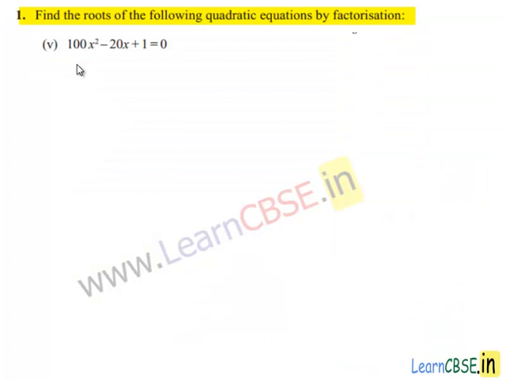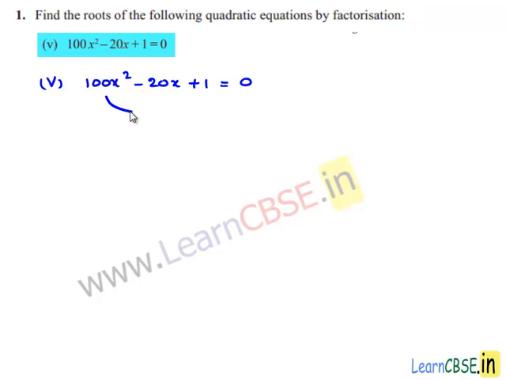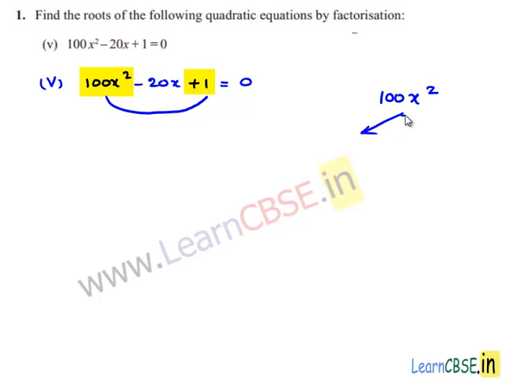Moving on to the fifth bit, the given quadratic equation is 100x square minus 20x plus 1 is equal to 0. The product of the first term and the last term is 100x square. We need two terms such that their product must be equal to 100x square and their sum must be equal to minus 20x. So 10x and 10x, if they are multiplied, it becomes 100x square. But 10x plus 10x is 20x. Here we have minus 20x.